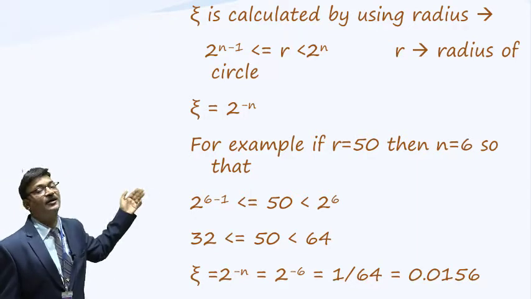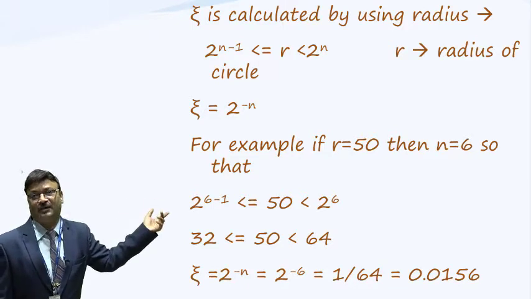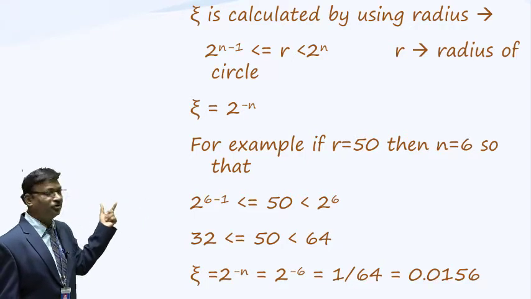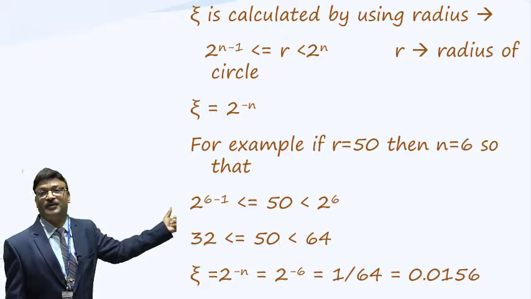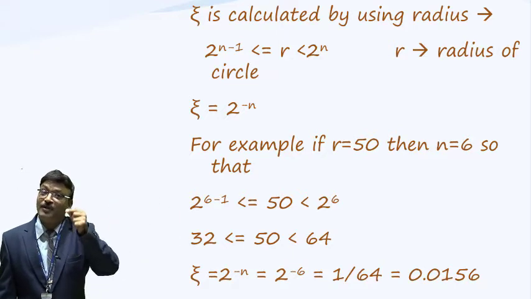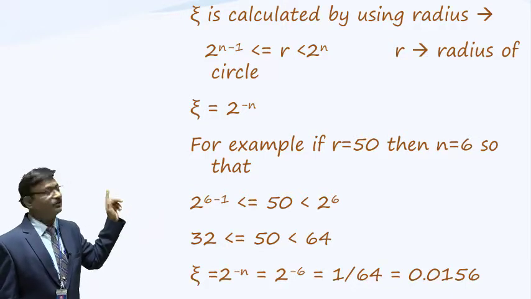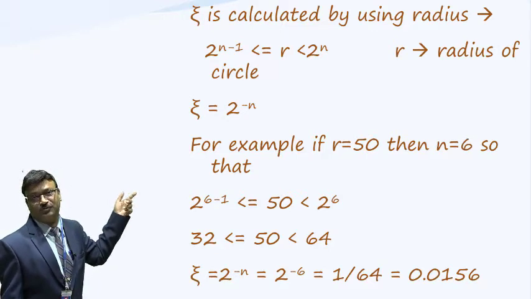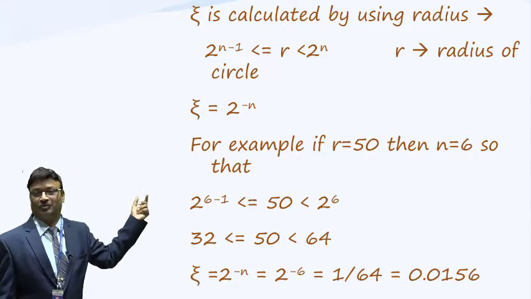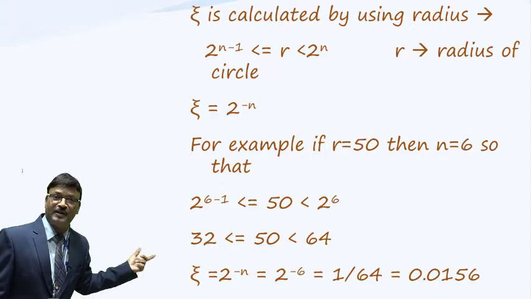Suppose I consider here the radius r as 50. This is one example. With r as 50, I put it over here. So the equation becomes 2 raised to power n minus 1 less than or equal to 50 less than 2 raised to power n. Now that n value I have to increase by 1, 2, 3, 4. Suppose I consider n as 1. So 2 raised to power 1 minus 1 is 2 raised to power 0, less than or equal to 50 less than 2 raised to power 1. Is this equation satisfied? No.